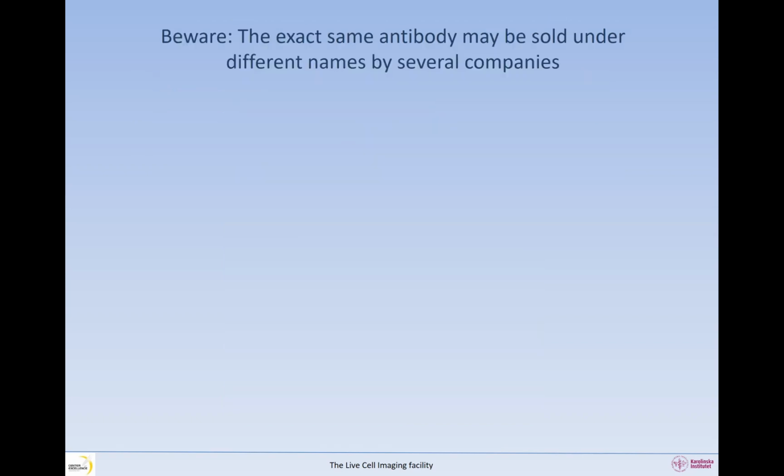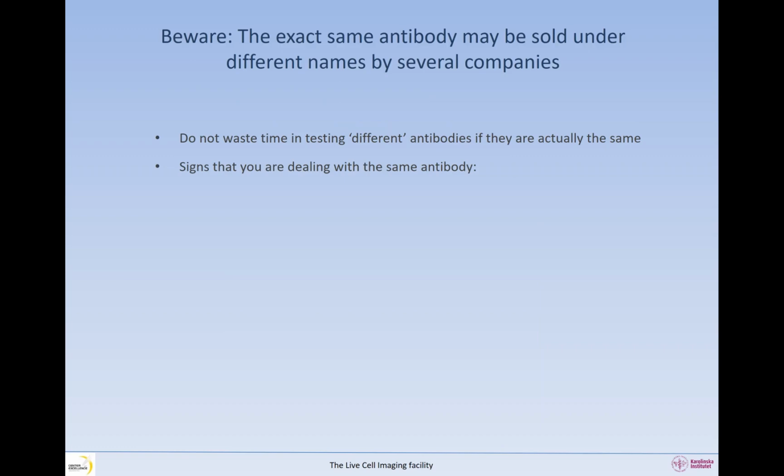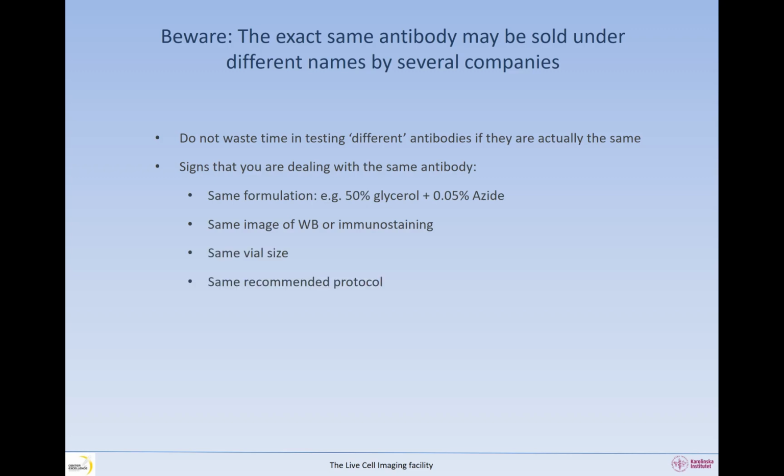Sometimes be aware that the same antibody may be sold under different names by different companies. That will mean that you will waste a lot of time testing different antibodies, although they are actually the same. And the sign that will tell you that you are dealing with the same antibody is the same formulation in their data sheet, the same images of the Western blot or immunostaining, same vial size, same recommended protocol, the same reference list. That basically tells you that the other company is actually selling the same thing that you had before.